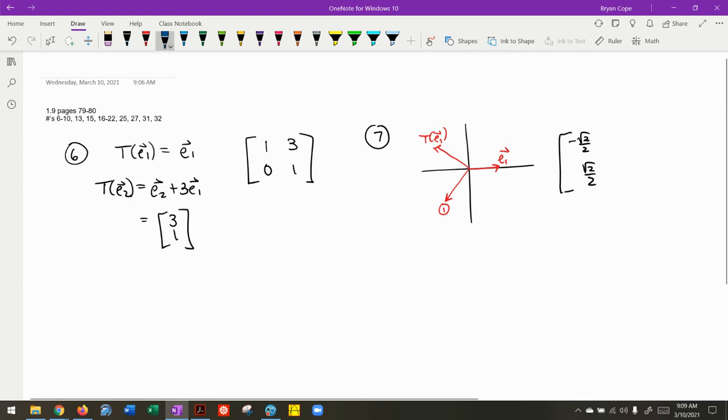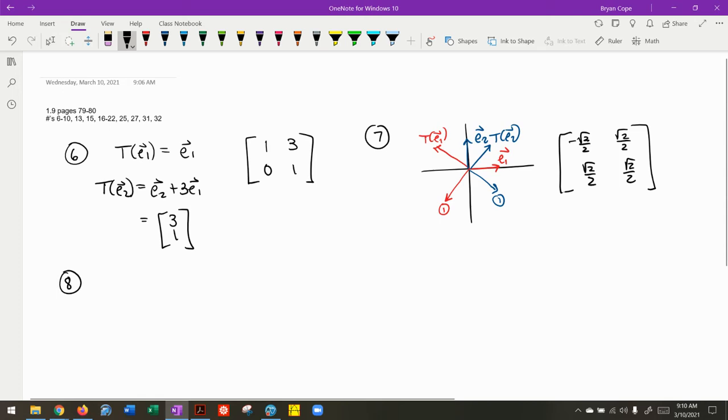Okay, now in blue, let's do E2. So E2 is here. Let's rotate it by negative 3 pi over 4. That takes us to here. That's after step 1. After step 2, when we reflect over the x-axis, that's right here. So this is T of E2. So our second column of our matrix would be root 2 over 2 and root 2 over 2.